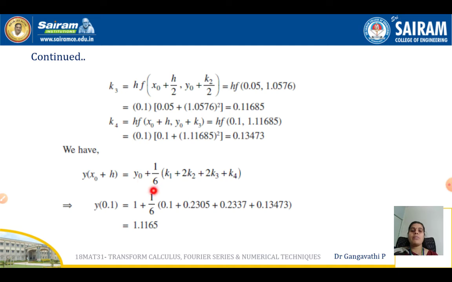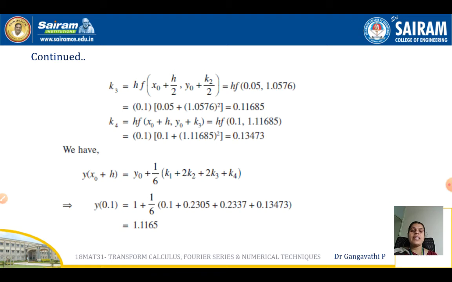And the final function for us is y of x naught plus h, which is equal to y naught plus 1 by 6 into k1 plus 2k2 plus 2k3 plus k4. Substituting the values for x, y and k1, k2, k3, k4, on simplifying we get y at 0.1 is 1.1165. So we have completed one stage of calculation at x is equal to 0.1.